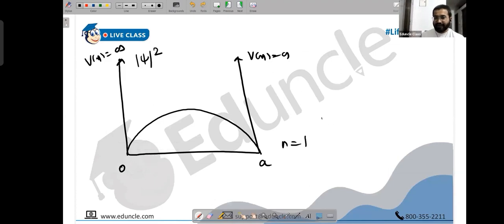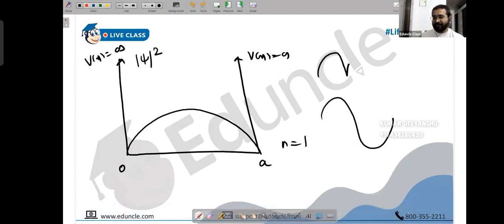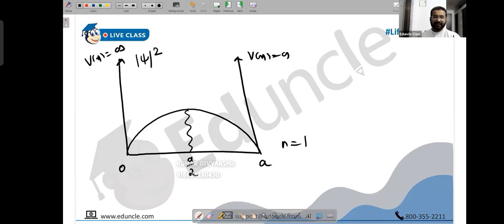The wave function looks like this, but we are not plotting the wave function, we are plotting the probability density. In probability density, everything becomes positive. But anyway, this is the ground state. So where is it maximum? It's maximum at a by 2.